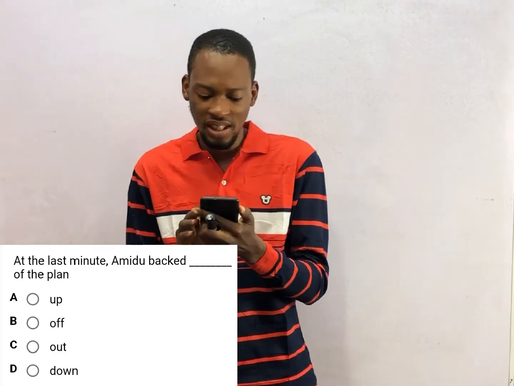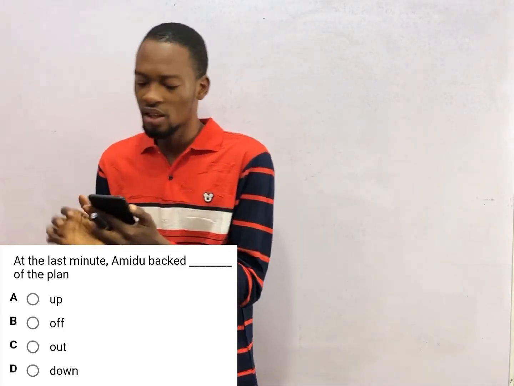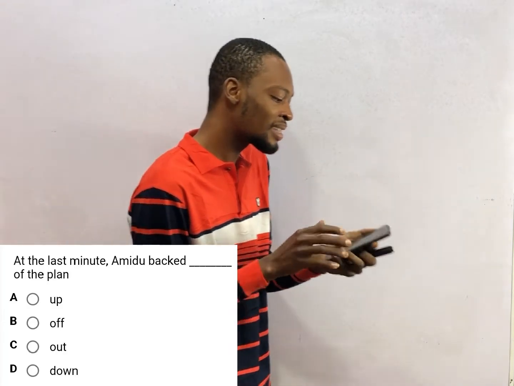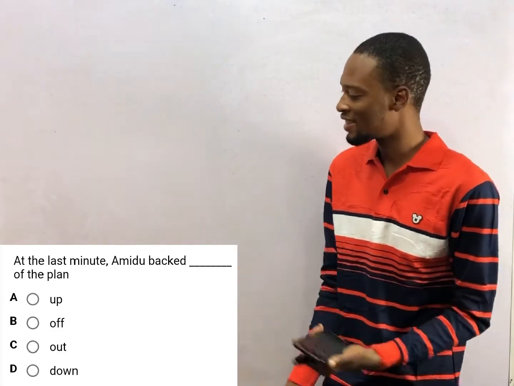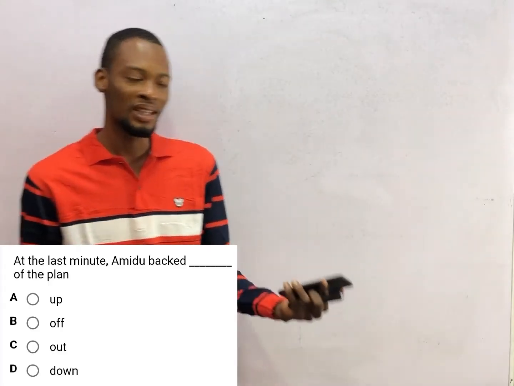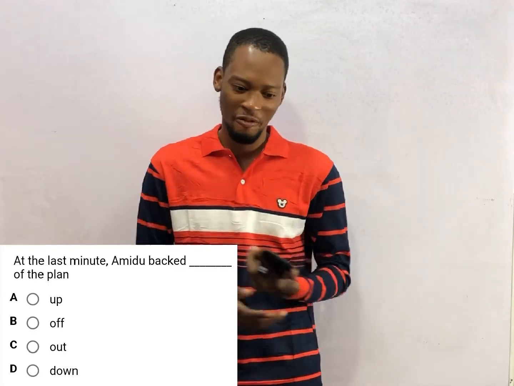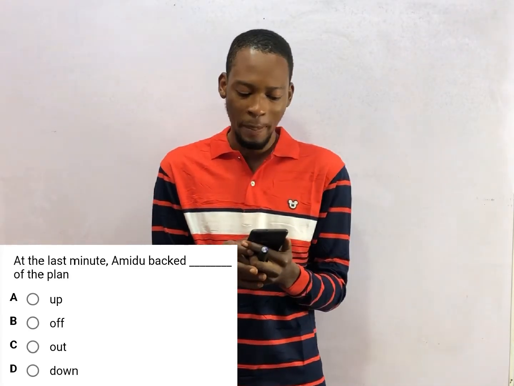At the last minute, Amidu backed out of the plan. To back out of a plan simply means to say you are not doing it again. You decide not to participate. You've let your friends down, so you've backed out. There are a lot of persons like that. After discussing or making plans, they simply call you that they are not doing it again. You begin to wonder, why? Why did you say this before? So that is the meaning of back out of a plan.